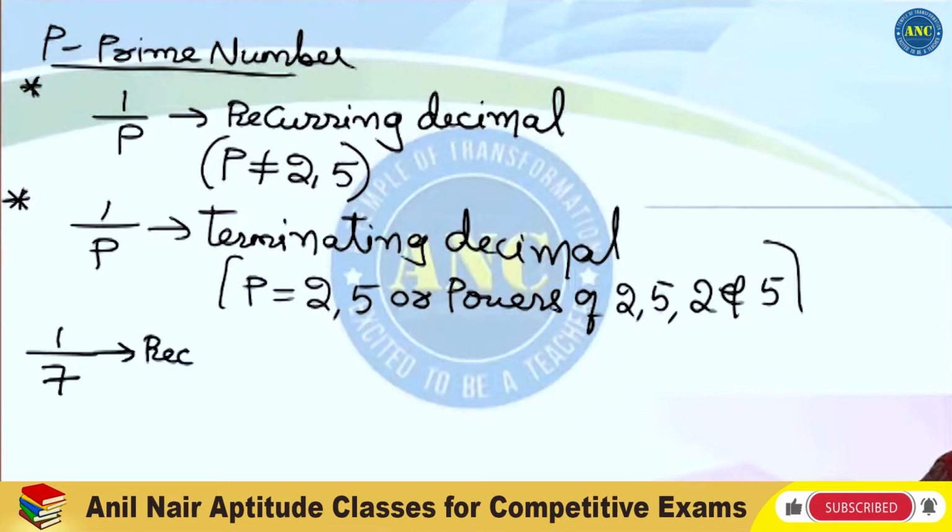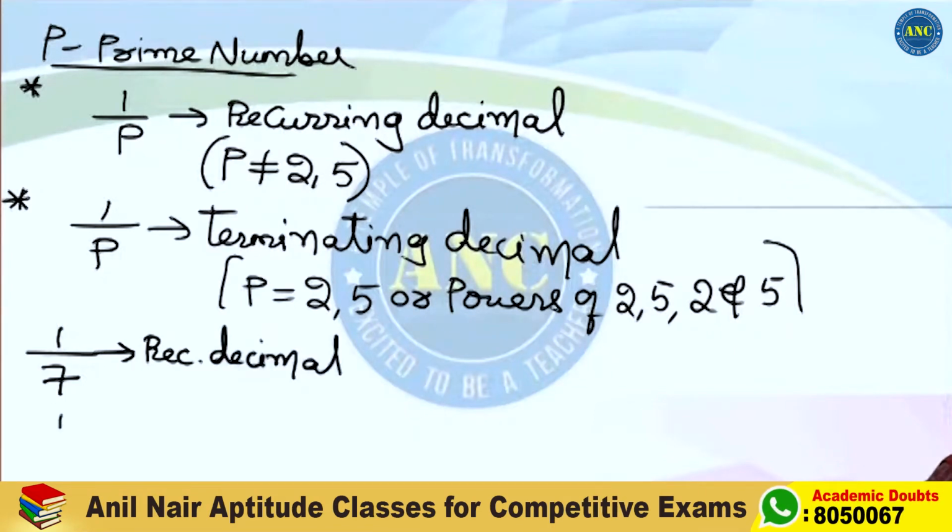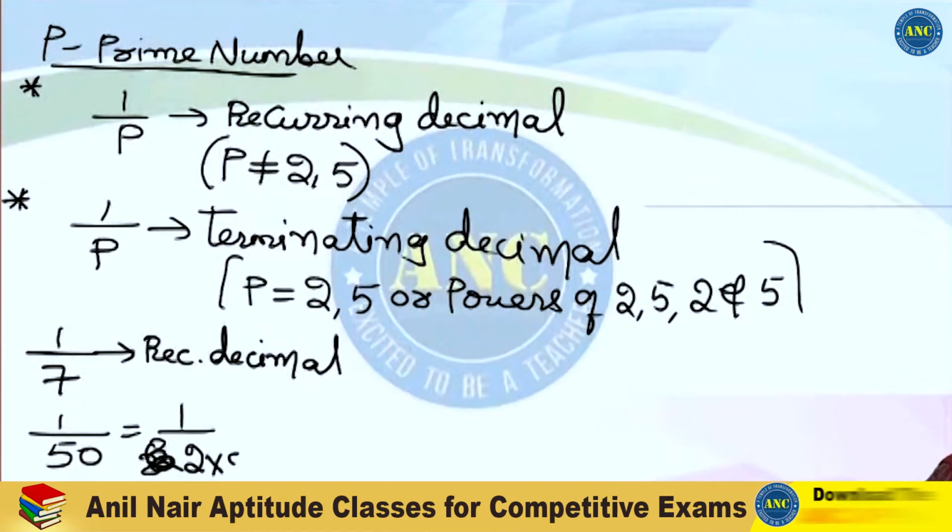Exactly, this will give you a recurring decimal. The digits will get repeated. Suppose it is 1 by 50. 1 by 50 is 1 by 2 into 5 squared. This is a combination of 2 and 5, so this will give you a terminating decimal.